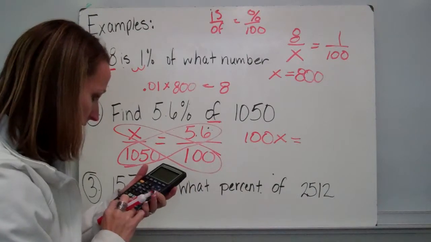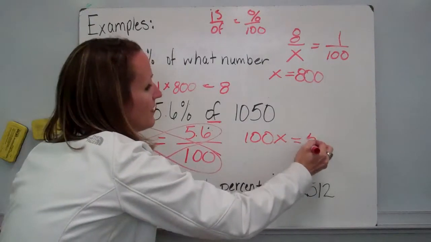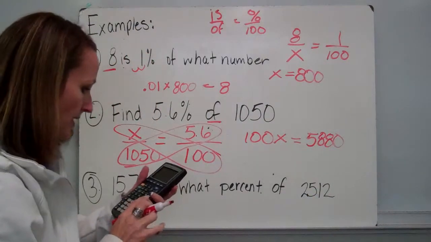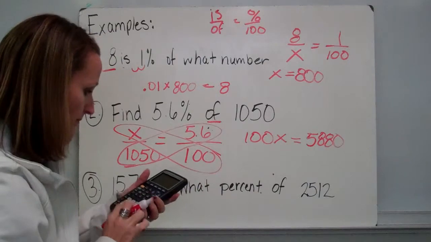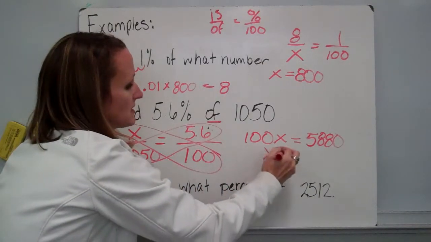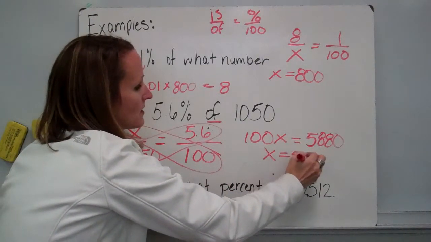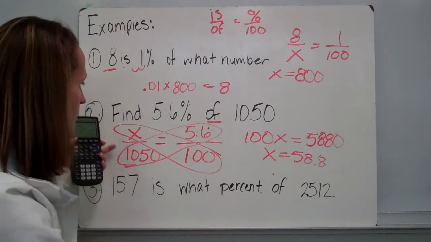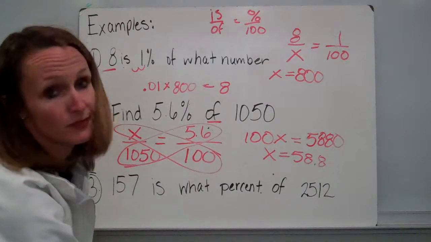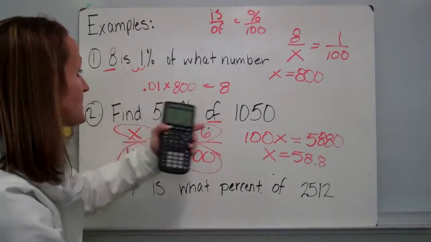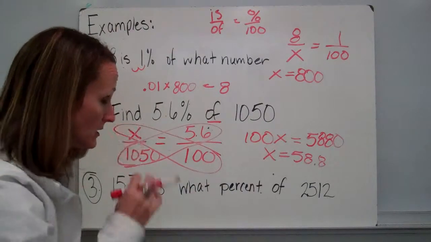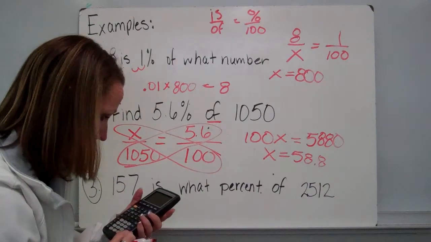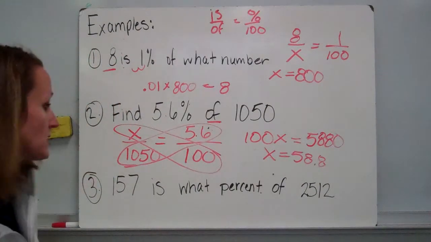So 1050 times 5.6, this time I get 5,880. Now, I'm going to divide that by 100, and I find that x equals 58.8, which makes logical sense. So 5.6% of 1,050 is 58.8.